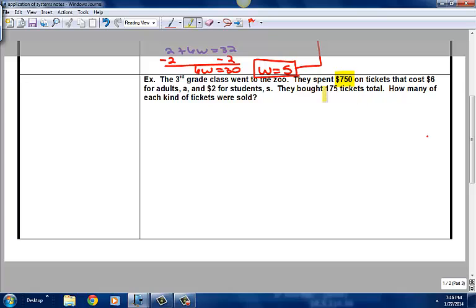Down here, it says they bought 175 tickets. Total. That means I better be adding tickets together to get 175 total. So here we go. It says right there, $6 for adult tickets. That's 6A. Remember, that's a dollar amount when you get done because the 6 represents money and the A represents the number of adult tickets. And is your plus $2 for student tickets, 2S. So if I'm adding money plus money, I better get money in the end. Well, remember, there was our money amount right there.